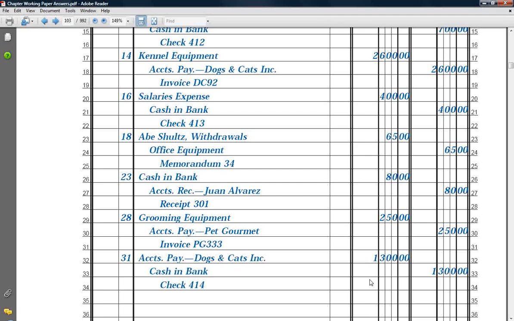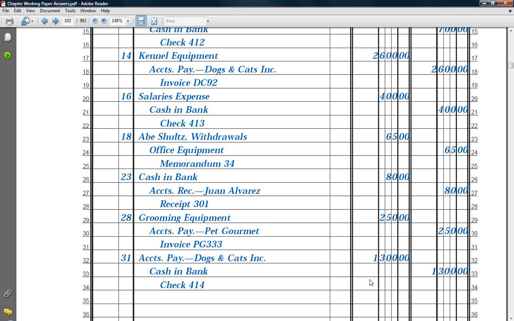On the 18th, the owner withdrew an asset, but this time it's office equipment. So he's taking that asset, he's withdrawing the asset from the business. We still show that as the owner's withdrawals. So we're debiting Abe Schultz withdrawals. It's an owner's equity account that increases with a debit. We no longer have the office equipment, so we have to take that off the books. We decrease the office equipment by $65. And our source document is memorandum 34.